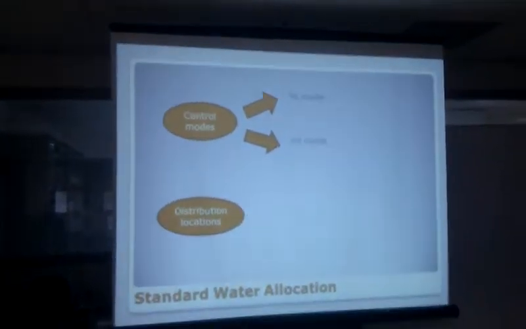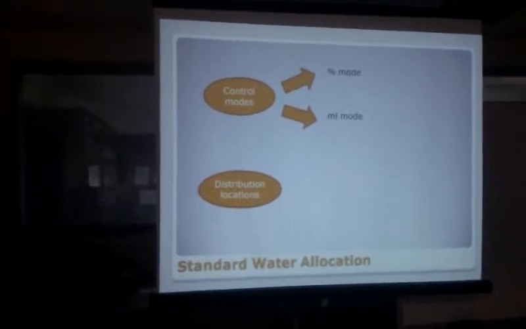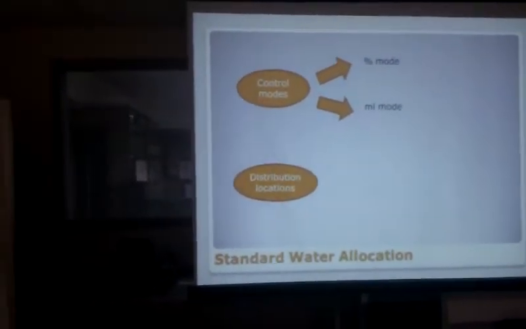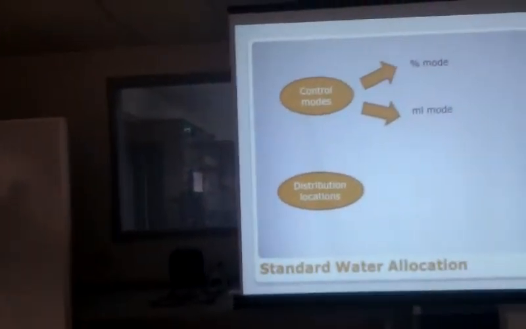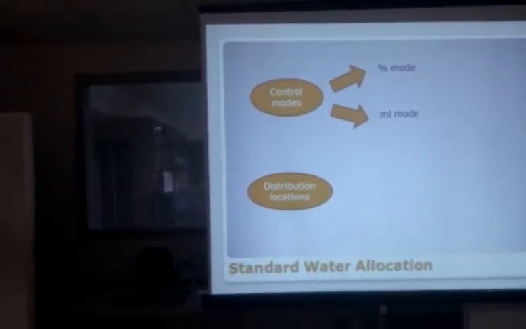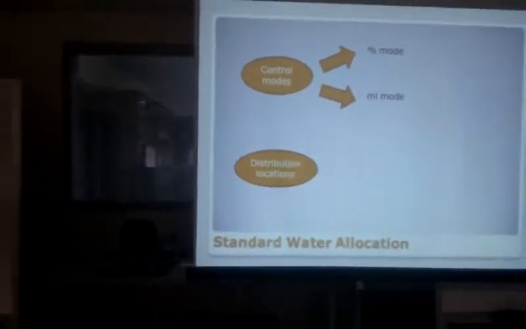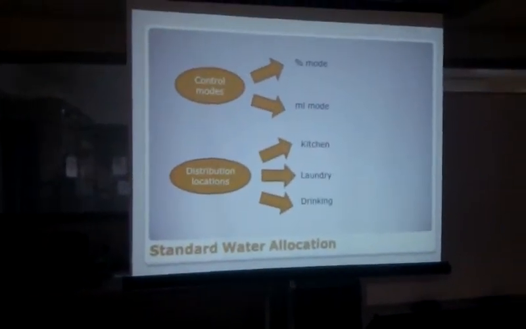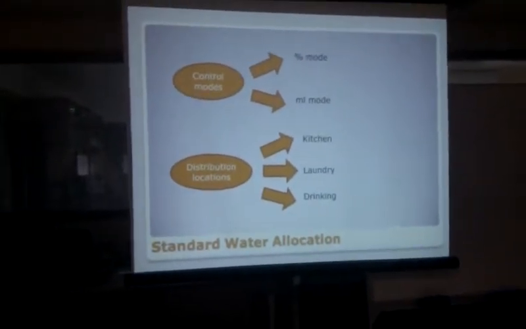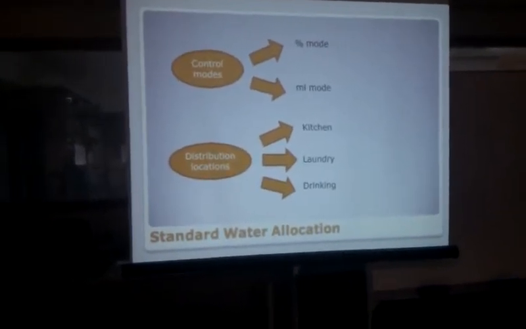So in the water allocation there are two control modes: percentage mode and milliliter mode. The user can allocate in any mode he wants. Percentage mode will detect the tank level, and whatever percentage you give, it will allocate that amount of water. Milliliter mode is where you select the volume you want, and it will allocate to that location. For demo purposes, we have 3 distribution locations: kitchen, laundry, and drinking. For the drinking location, the water will be purified and sent.